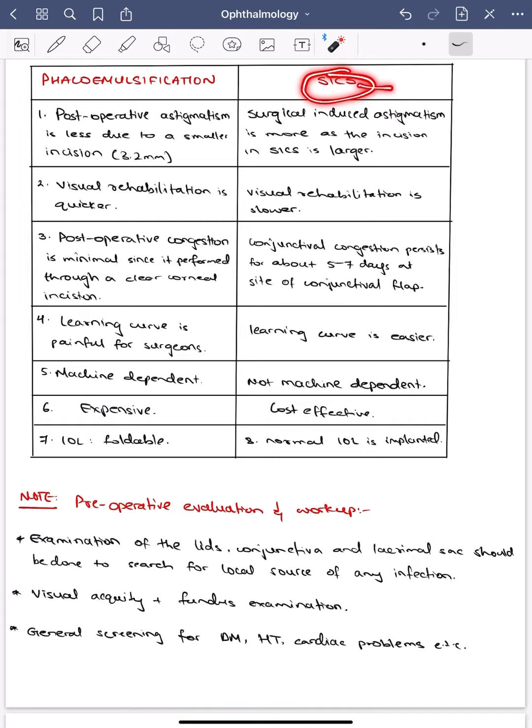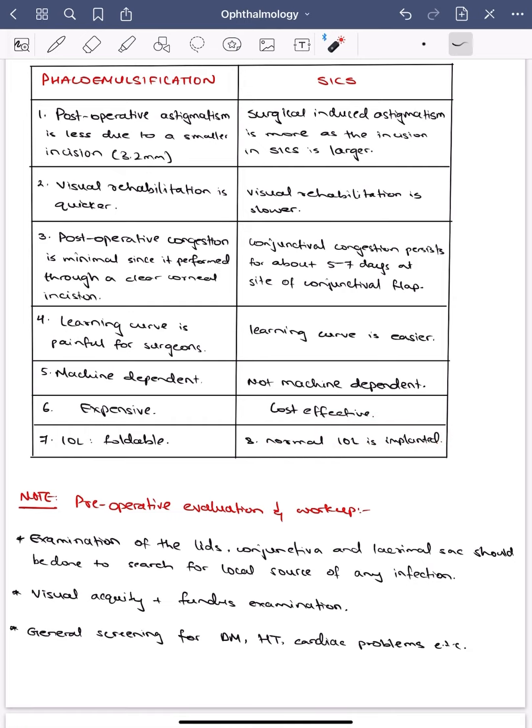Third is that post-operative congestion is minimal since it is performed through a clear corneal incision in phacoemulsification, whereas in SICS, remember, a conjunctival flap and exposure of sclera is done, and hence conjunctival congestion persists for about 5 to 7 days. Now another difference is that the intraocular lens is a foldable type in phacoemulsification, whereas a normal intraocular lens is implanted in SICS.